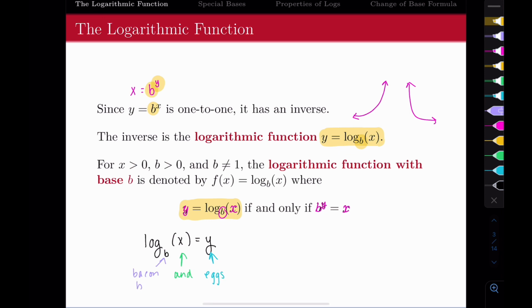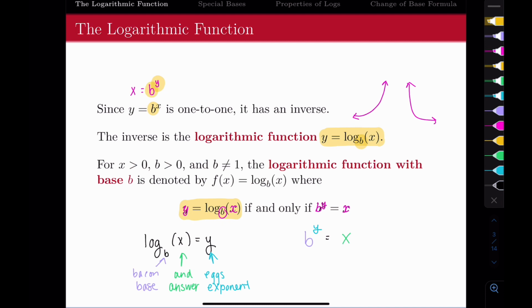So the bacon is the base. In the equivalent log form, my base is b, and I'm still writing an equation. My n stands for the answer, so this becomes the answer in the exponential. And the eggs is the exponent, so my exponent here is y. So I can always convert back and forth. I can start with exponential and go to log, or vice versa.